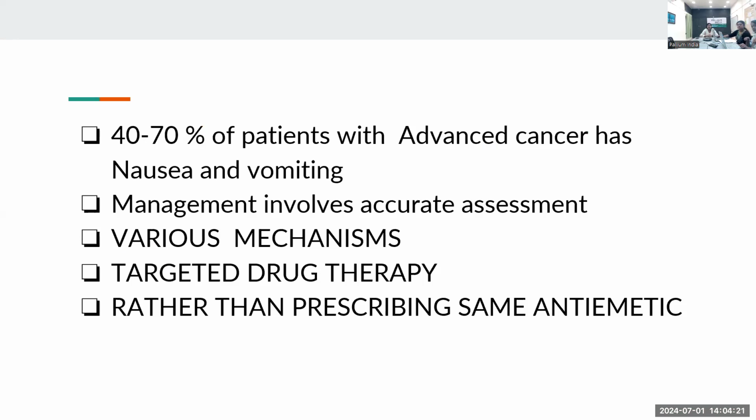So what happens is, in most of our practices, we only know a few drugs that we are very familiar with, and whenever we see nausea and vomiting, we prescribe those. So from this class onwards, you should keep in mind that there are various mechanisms for nausea, and we have to give targeted drug therapy. It's not like prescribing the same antiemetic for all causes. So we learn the causes, we learn how it works, and we learn how we are going to give medicines.